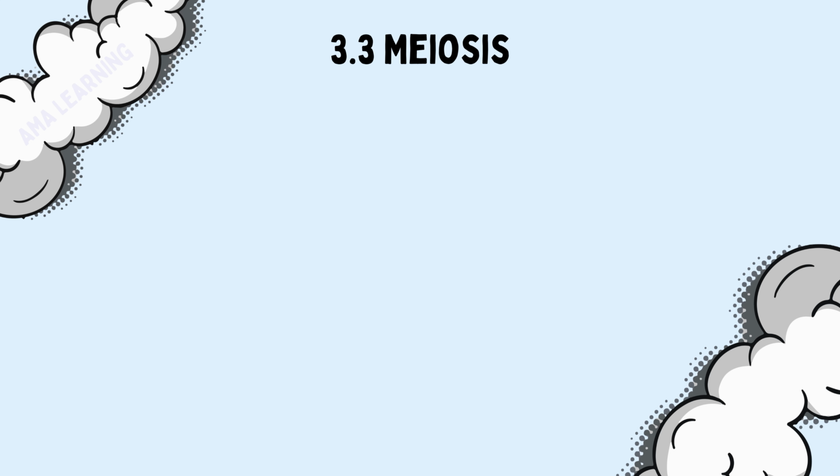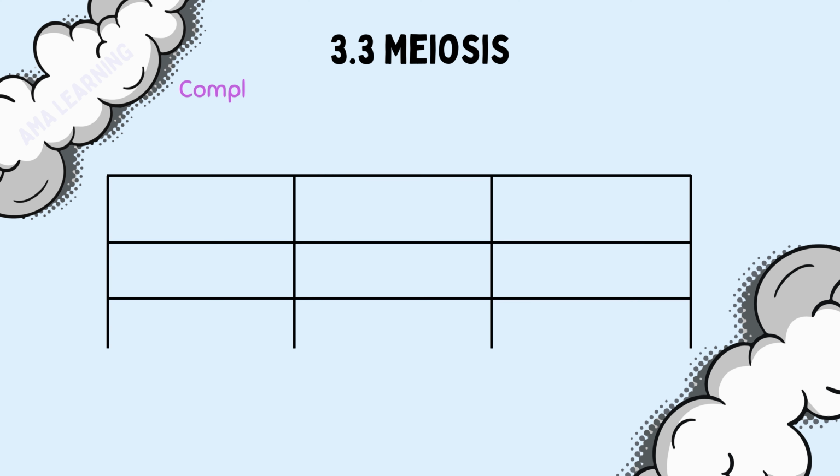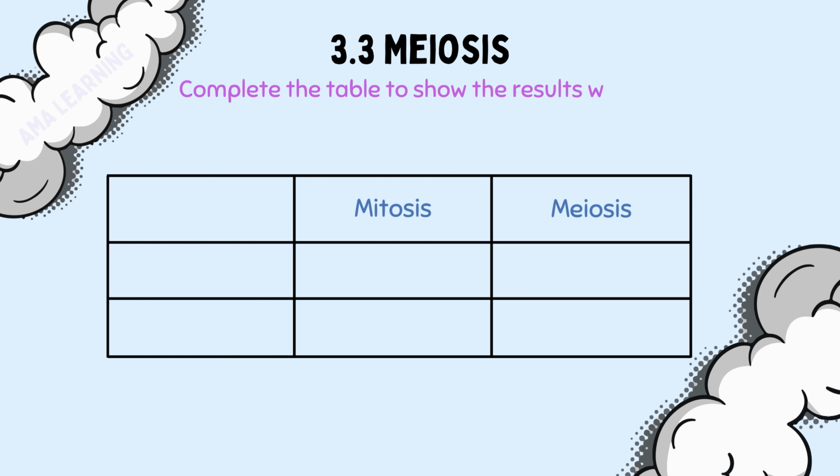Let's apply what we have learnt to a past paper question. It is common for meiosis to be tested alongside mitosis, so this question will test your understanding of specification point 2.3 as well. This GCSE style question asks us to complete the table to show the results when a cell divides by mitosis and meiosis in humans.